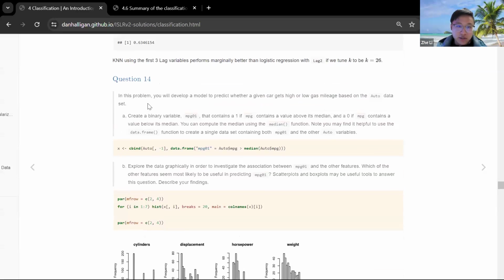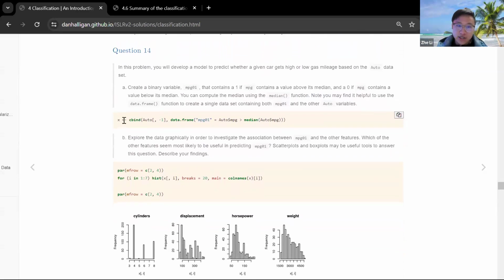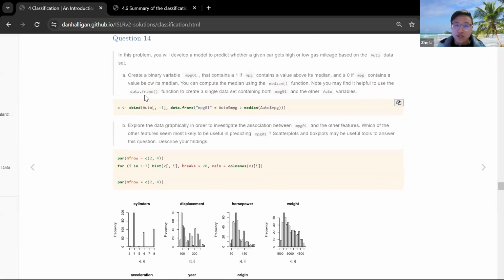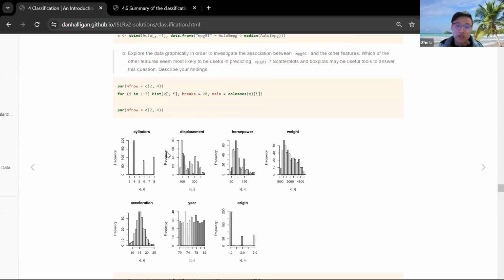So first, in this data set, we can conduct some data transformation. First, we create a binary variable for whether the miles per gallon is greater than the median value or lower than that. And by creating that, we turn our prediction problem into a binary classification: predicting whether it's greater than the median or lower than the median.